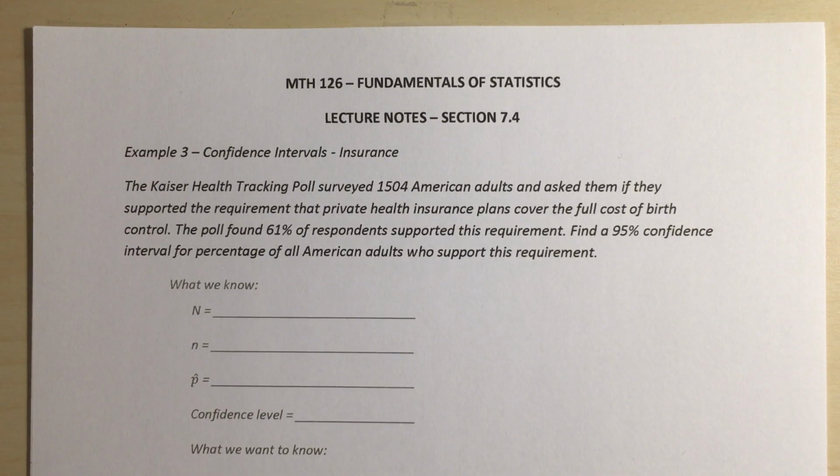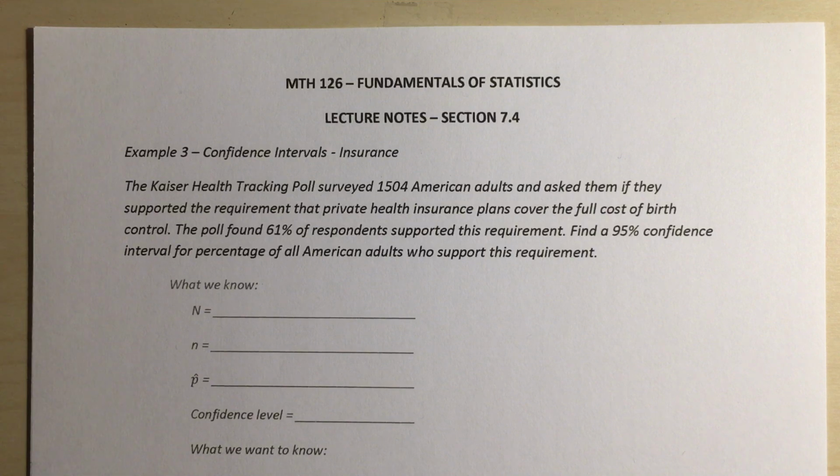All right, so example 3 for section 7.4, we're going to go through our 4-step process that was outlined on the previous page, and we are going to find and interpret a confidence interval. The Kaiser Health Tracking Poll surveyed 1,504 American adults and asked them if they supported the requirement that private health insurance plans cover the full cost of birth control. The poll found that 61% of the respondents supported this requirement. Find a 95% confidence interval for the percentage of all Americans who support this requirement.